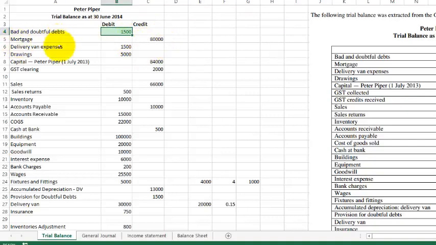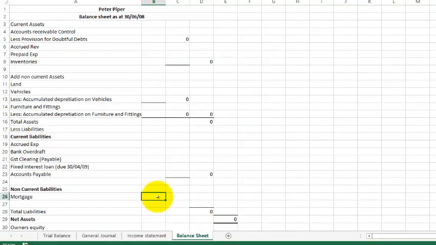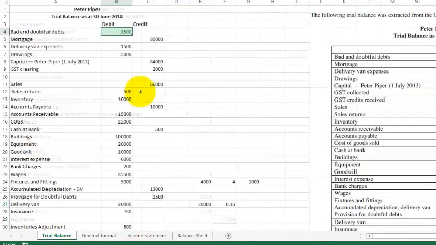Mortgage is a non-current liability, $80,000. So it's on the balance sheet, non-current, there it is there, $80,000. It hasn't gone in for some reason. Let's just put it in again, see what happens. There it is. Okay, so I've got that one, and I keep working for it like that.